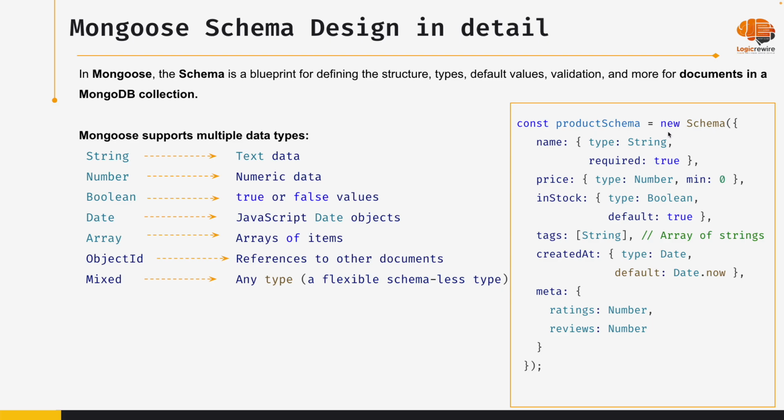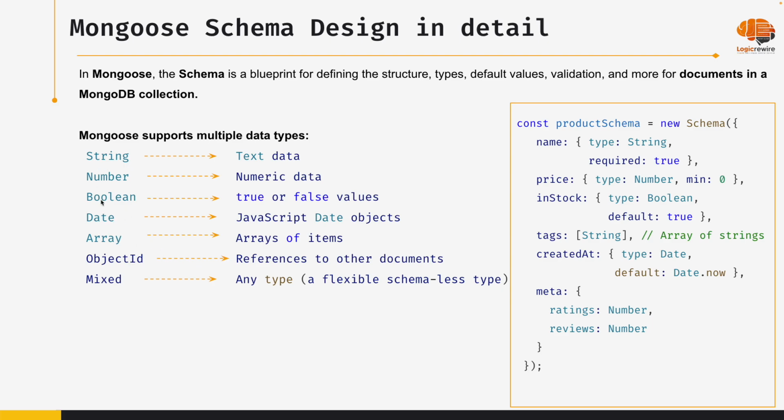Mongoose schema designs look like this. Using new Schema, we can design the schema. We can write name, price, in stock, tags, created at, meta, and this type of thing we have to design. It supports multiple data types: string, number, boolean, arrays, date, and objects. All these are included in our MongoDB.